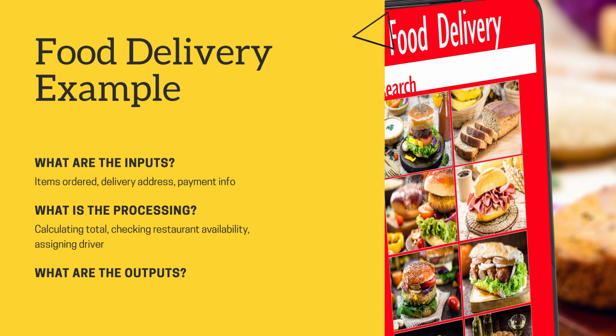And then last, what would output be? That would be your order confirmation, the estimated delivery time, and then maybe your receipt. So again, this example shows how IPO applies not just to simple programs, but say to large systems as well.